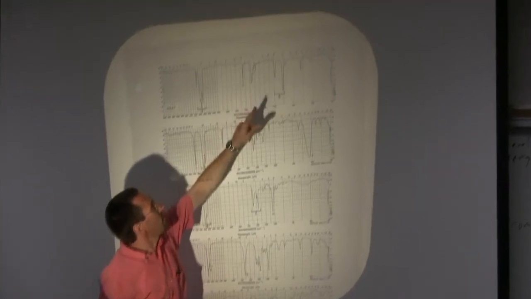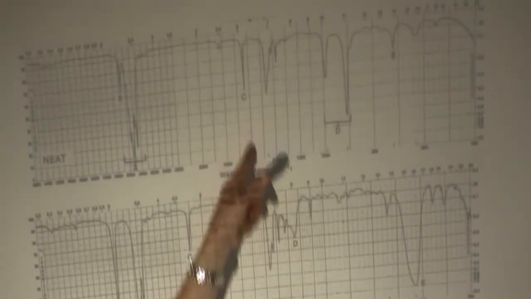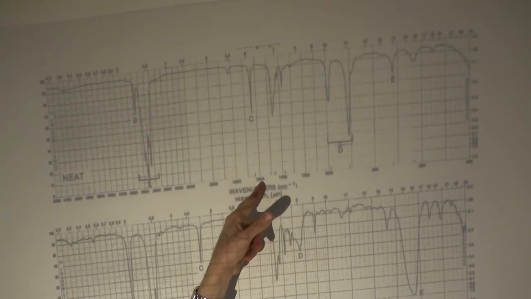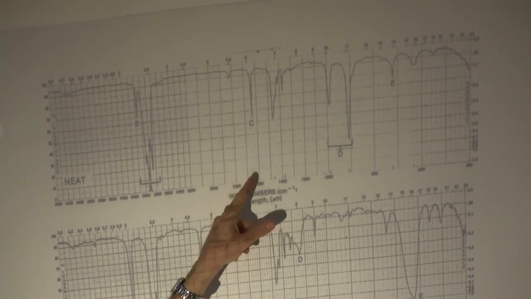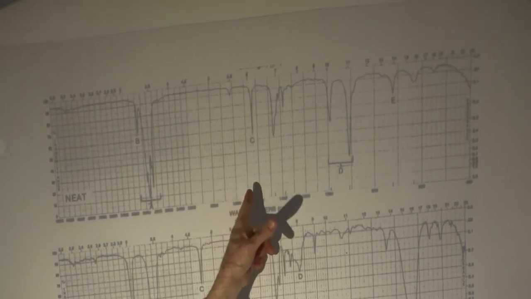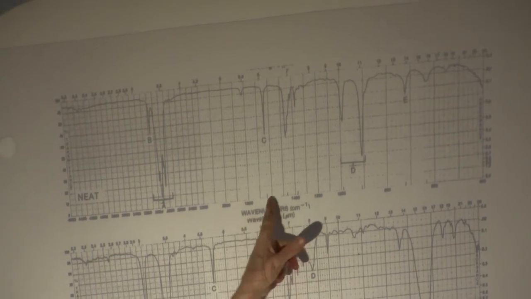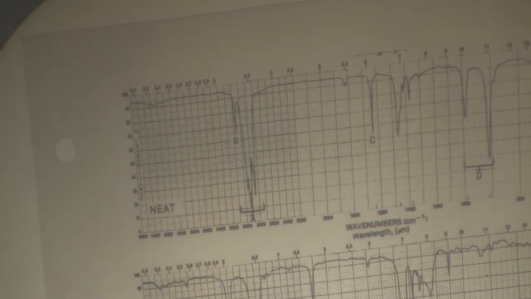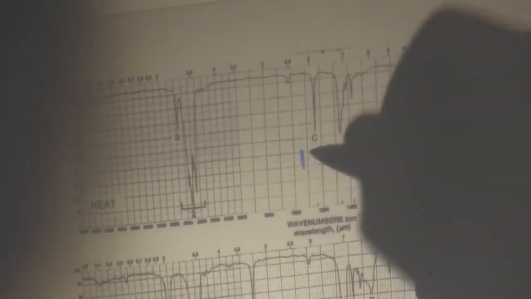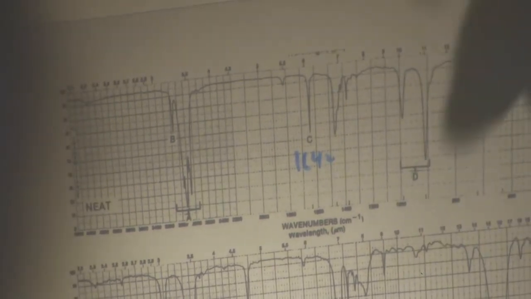This peak here obviously stands out. Remember I said draw a line in your mind at 1600. So it doesn't look like a carbonyl. A typical carbonyl is going to be a little stronger and a little bit fatter. Looks like an alkene. This should clue us in. So I'll just pick some numbers here. I'll write 1642. And here we're at about 3080.